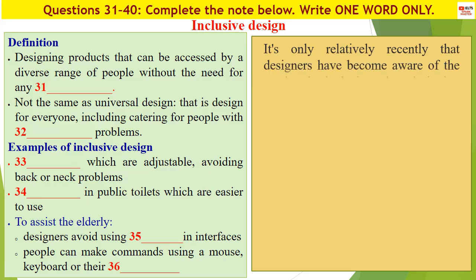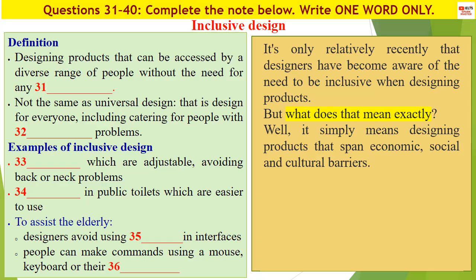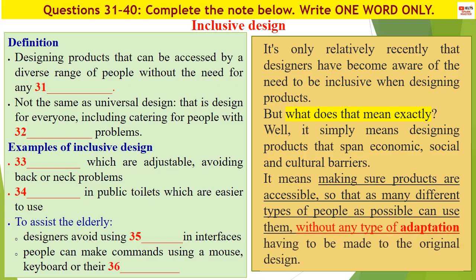It's only relatively recently that designers have become aware of the need to be inclusive when designing products. But what does that mean exactly? Well, it simply means designing products that span economic, social, and cultural barriers. It means making sure products are accessible, so that as many different types of people as possible can use them without any type of adaptation having to be made to the original design.